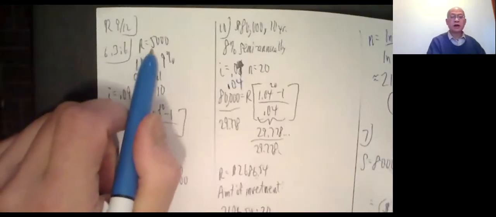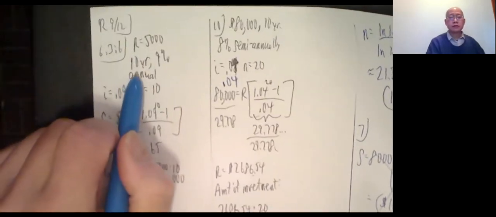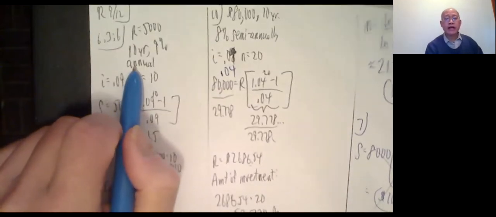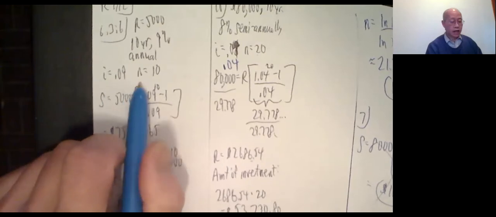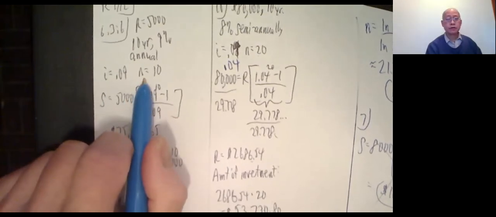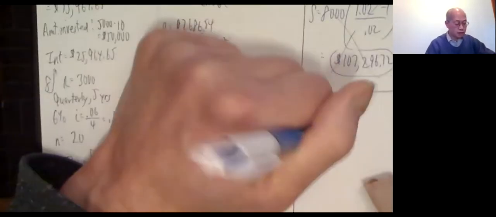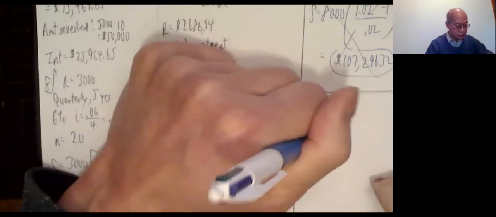Okay, so the R is $5,000, 10 years, 9% annual compounding. Okay, so annual compounding means I is 0.09 and n is 10. So I just throw it into the formula. I probably should have written, let me go ahead and write the formula so I can always refer to it. So I don't have to keep looking back at the text.